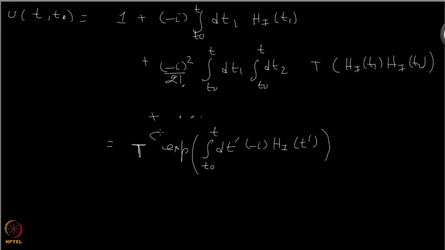So this T tells me that when I am expanding the exponential above, I should always ensure that the operators HI's are correctly time ordered. Okay. So this is the definition of this object. So what is the meaning of this object? The meaning of this object is the above expression. Okay. So that's just a convenient way of writing this bigger expression.